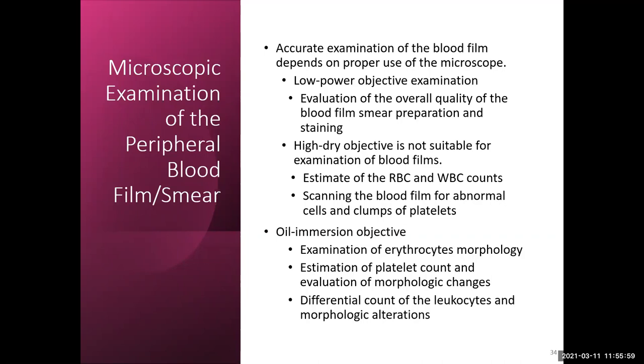When you switch to high dry, at this point you're going to do some estimates, red blood cell estimates and white blood cell estimates, and then you're going to scan for anything that might look abnormal as well. So again, any kind of platelet clumps, anything like that.